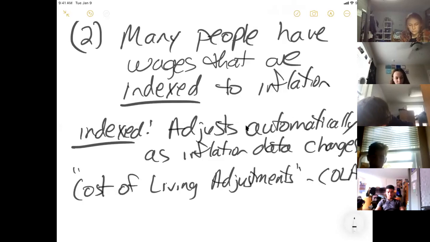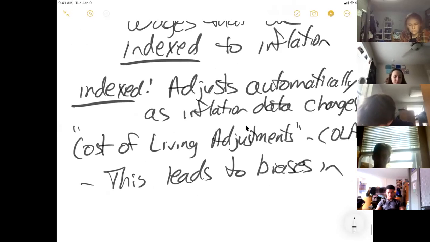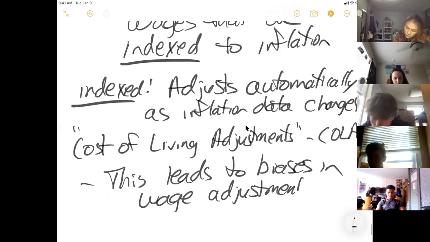Well, then you may not be adjusting your wages correctly, right? This leads to biases in wage adjustments, right? If your inflation data is going to be biased, then that means that your cost of living adjustments are going to be biased. And so this can actually mean that wages get changed in ways that aren't consistent with the actual cost of living.